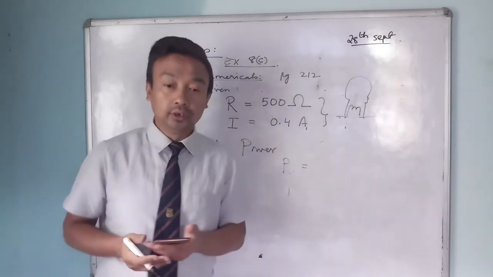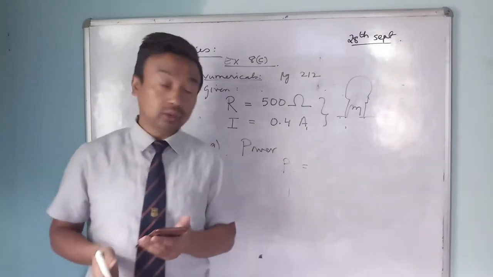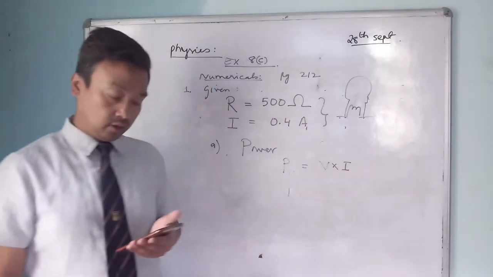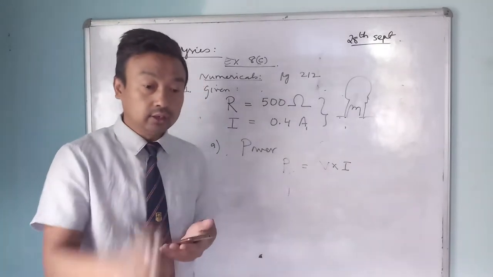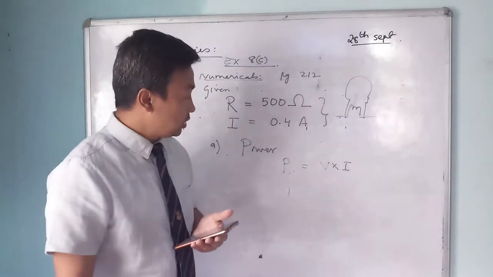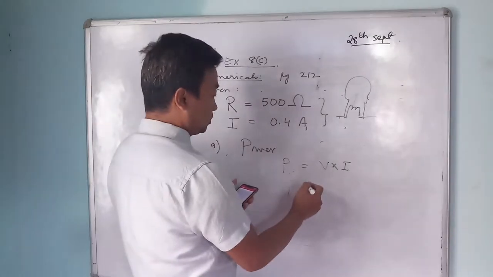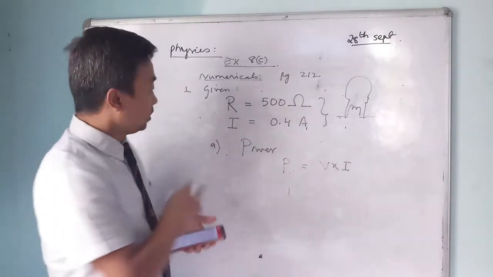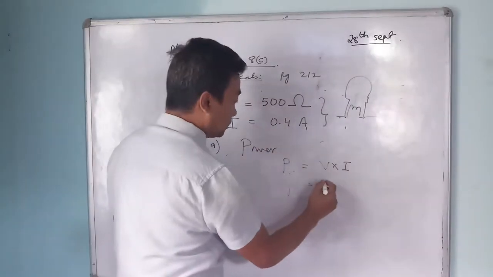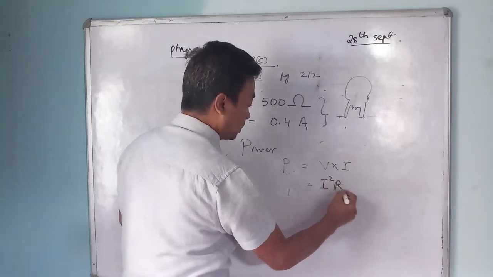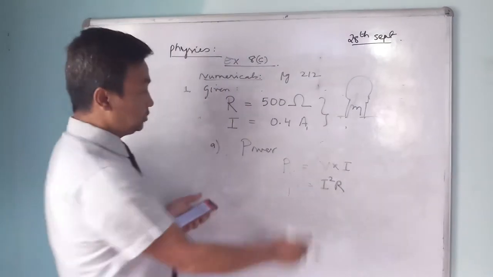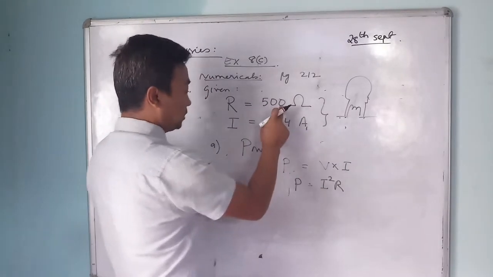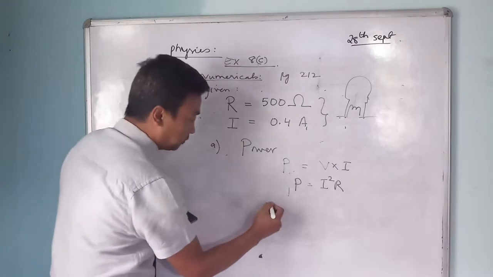Now which formula will you use for the power? You have just learned there are three formulas. I think the first formula that will be used is V into I. Power is V into I. But if you see that here the resistance is given to you, but V is not given, so we have to use the second formula, that is I square into R. If I is given to you and the resistance is given to you, you can just substitute and find the answer.